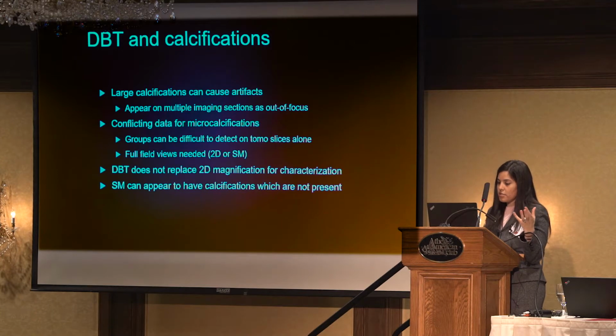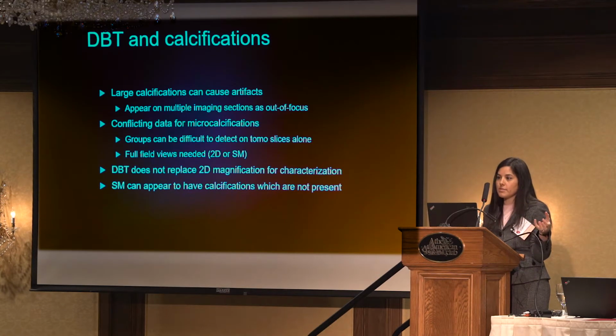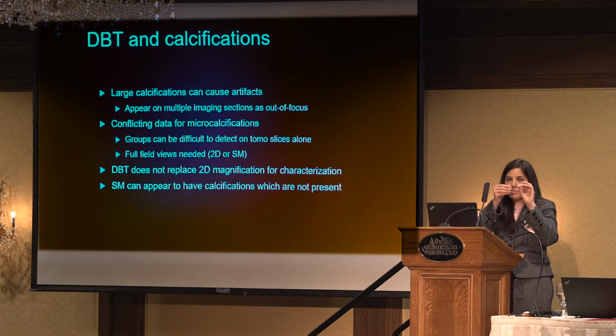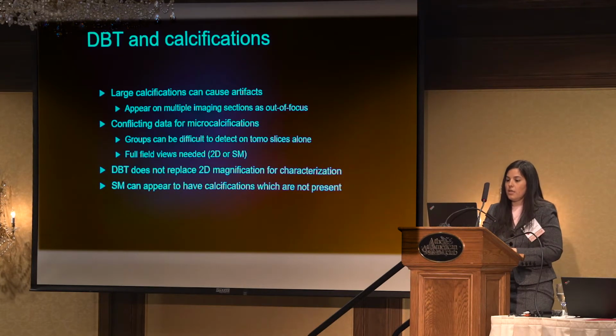So calcifications look a little bit different on the tomo exams. Large calcifications can cause artifact, we all know that. If they're big, bulky dystrophic calcifications at the lumpectomy site, sometimes that can affect your evaluation of the adjacent tissues in the lumpectomy site. And conversely, if you have tiny little microcalcifications, it can be really hard for your eye to perceive that 2 here and 2 slices later and 1 more the next slice is actually a group of calcifications. So that's why, again, you need slabs or the full field views.